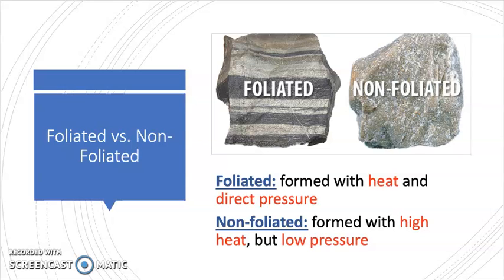So more in depth, as you can see on the left, the foliated has the distinct layers, and that's formed with heat and direct pressure. And then non-foliated on the right has the individual grains, which you can see with your visible eye, and that's formed with high heat but low pressure from all sides.